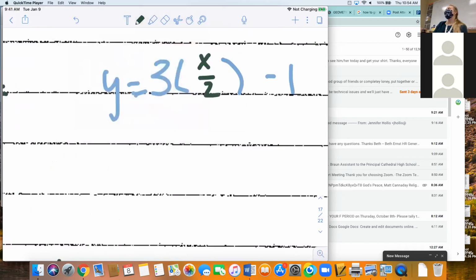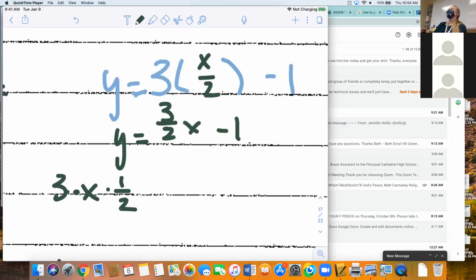Now my last class got here and then they were like, I don't know. In this case, I have 3 times X divided by 2. None of those pieces can simplify, right? So we can write it in what makes the most sense to us. I would write it as 3 halves X minus 1. Essentially, this is like 3 times X times 1 half. And so you can move it all around to whatever you want. It's the commutative property. You can make it look how you want it to look.